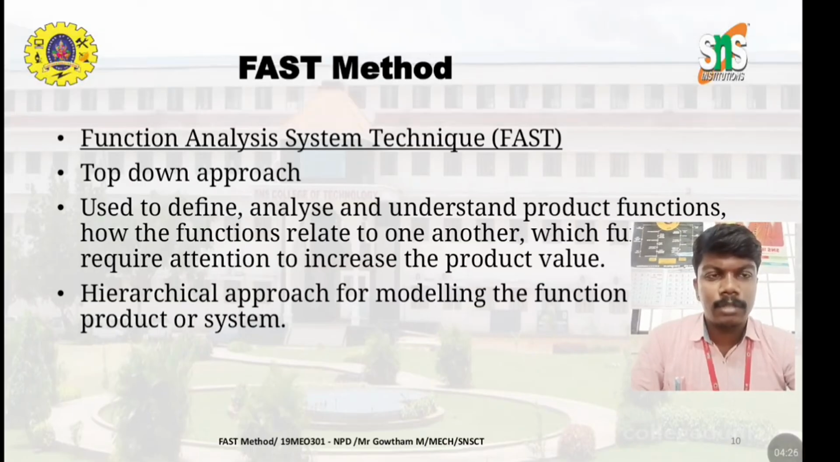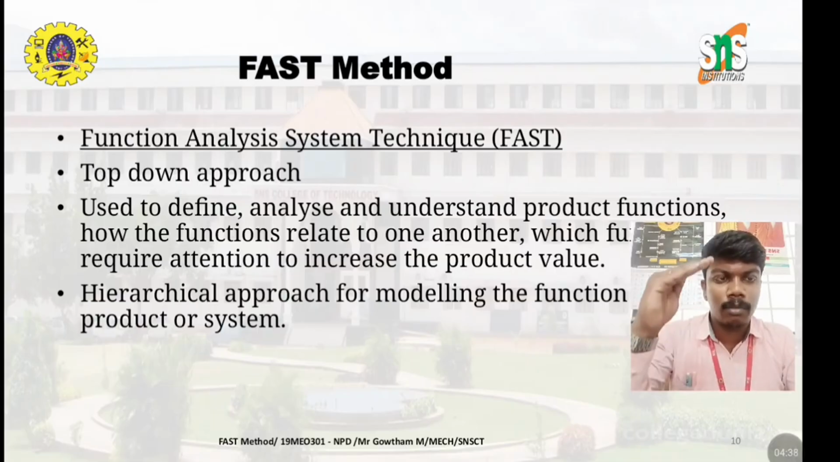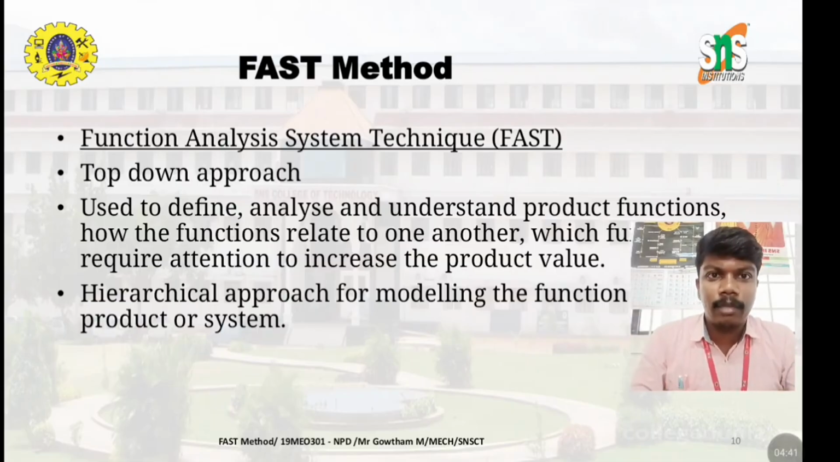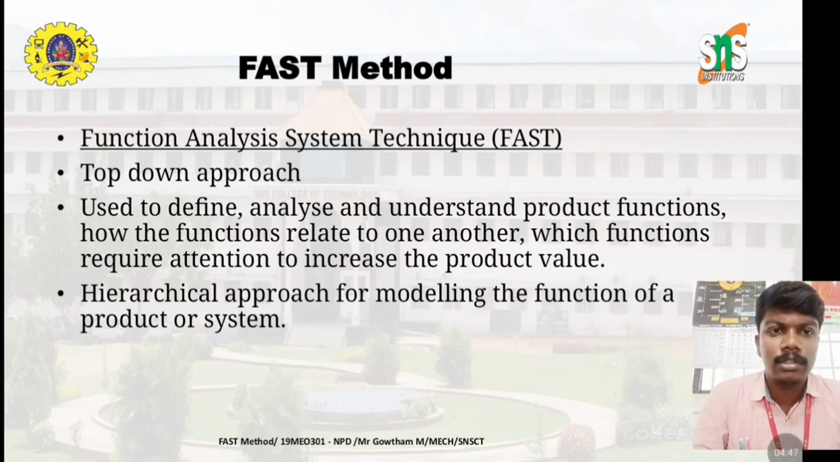Next one is the FAST method, which is nothing but F stands for function, A stands for analysis, S stands for system and T for technique, which is overall called FAST method analysis. Top-down approach, which is from bottom to end, then front to back. Likewise, we should define, analyze and understand the product functions, how they function relative to one another, and each function requires attention to increase the product value, a hierarchical approach for the model process, etc.